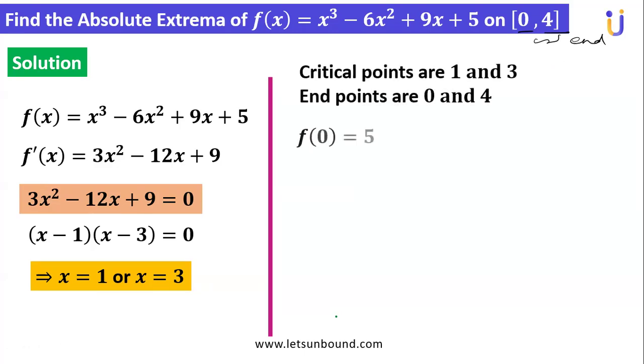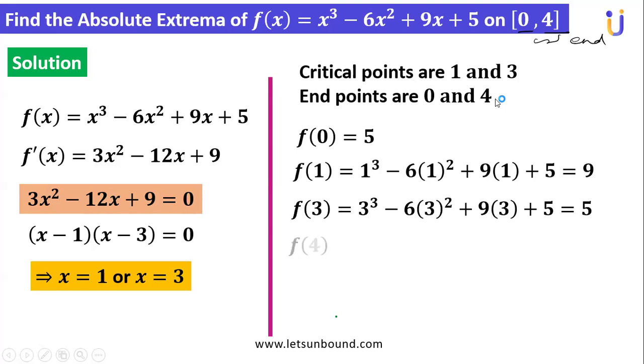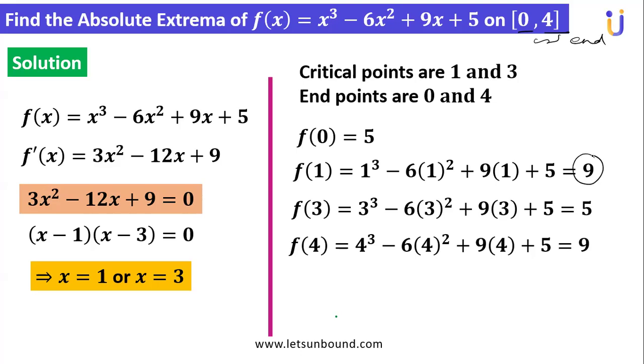right? So let's compute f of 0. Endpoints, we are going in order. It is 5. F of 1, you plug in, you get 9. F of 3 is 5. F of 4 is 9 again. Okay. So compare the values, which is the maximum here? 9 is the maximum, but it occurs at both places. Yes, both are considered as absolute extrema.